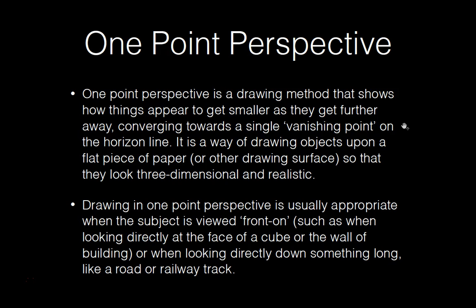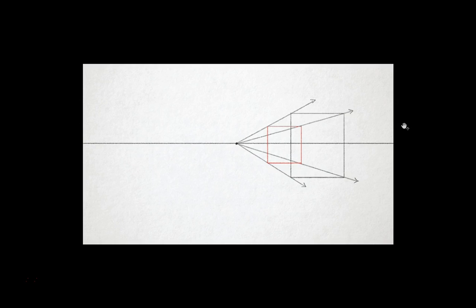So drawing in 1-point perspective is usually appropriate when the subject's viewed front on, such as looking directly at the face of a cube or a wall or etc. Or when looking at something down a long road, track, pathway. So they see the symbol, and the simplicity of it is you have a vanishing point and a horizon line, and if we're to draw a shape, the corners, if you take a ruler, would line up. Very convenient.